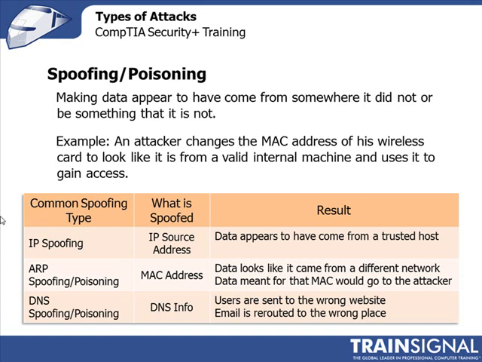I've got an example of spoofing here. An attacker changes the MAC address of his wireless card to look like it's from a valid internal machine and then uses that to gain access. So which kind of spoofing is that? ARP, right? So that's ARP spoofing or poisoning.